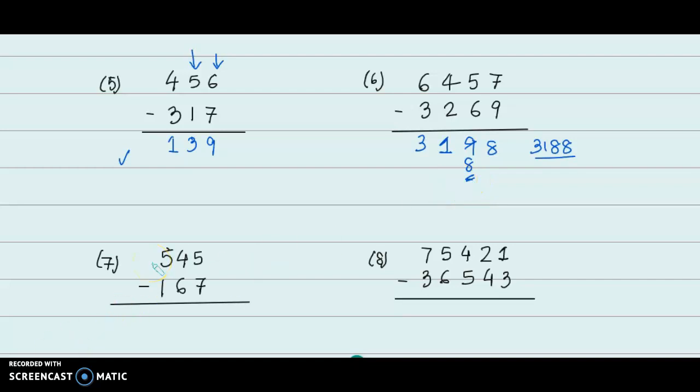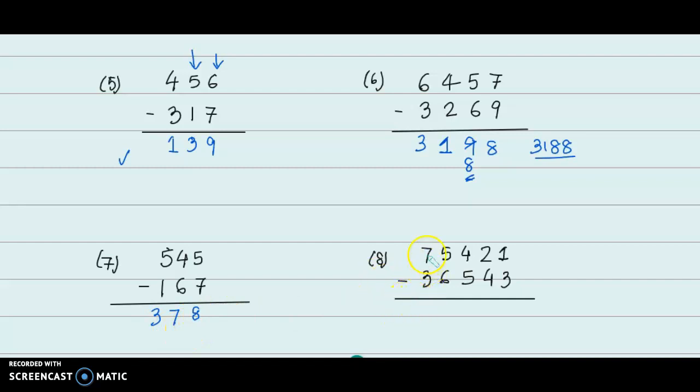Now question number 7. 5 minus 1 is 4, but this is smaller, so 4 minus 1 is 3. Complement of 6 is 4 and 4, 8, but this is again smaller, so 8 minus 1, 7. 3 and 5, 8. So your answer is 378.